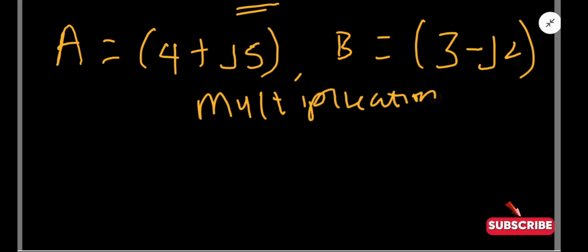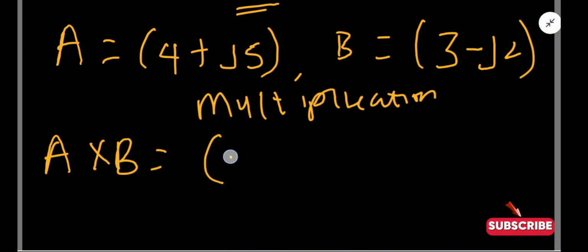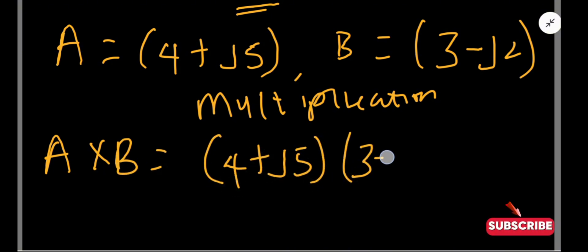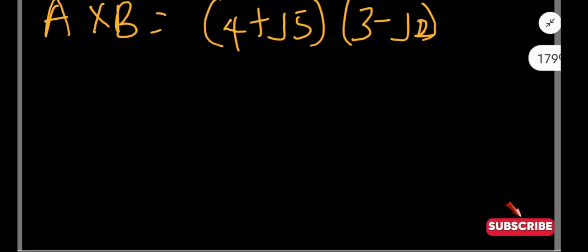Now how do we multiply a and b? It's basically 4 plus j5, multiplying 3 minus j2. If you are familiar with expansion of algebraic expressions, you will know how to do this. It's basically the same approach. So how do we multiply?